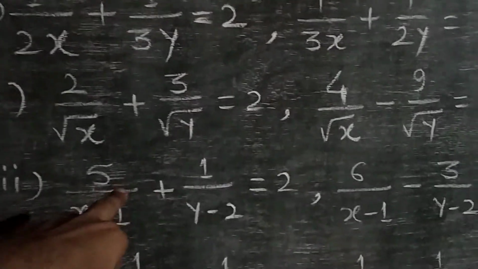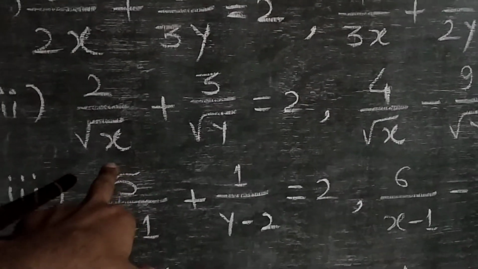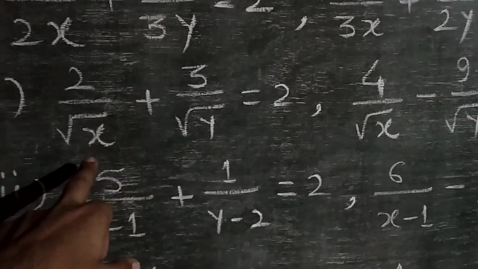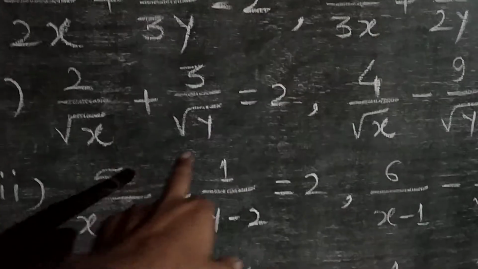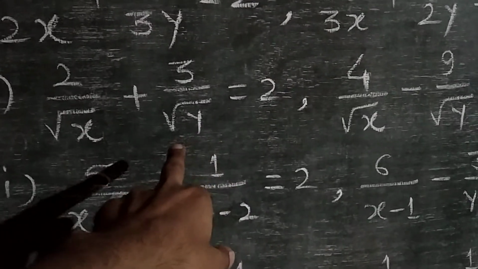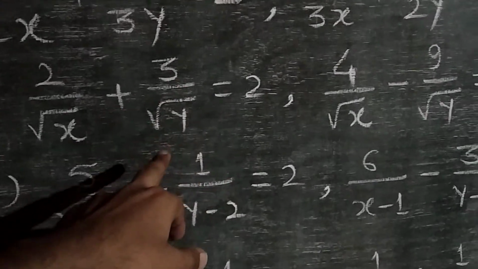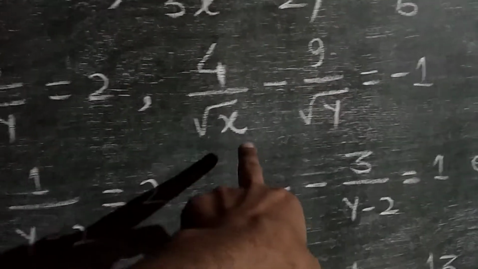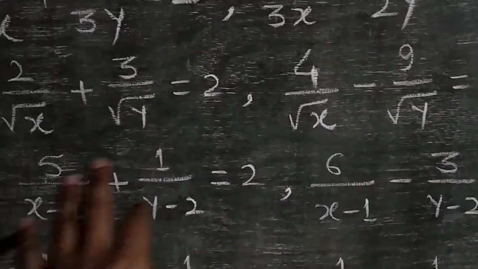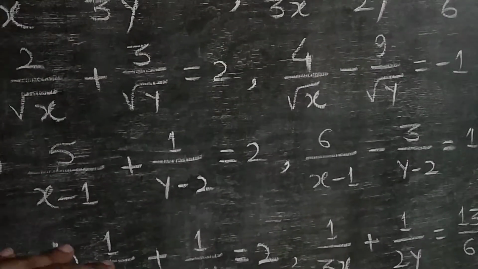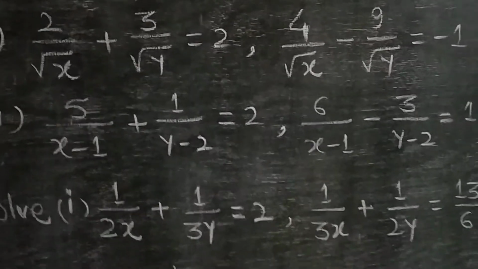Again, take the second example. Here x is also in the denominator. If we transfer it into the numerator, its power will become minus 1 upon 2. It is root y. Its power will also become minus 1 upon 2 when we transfer it into the numerator. Same in the second equation. So this is not a linear equation.